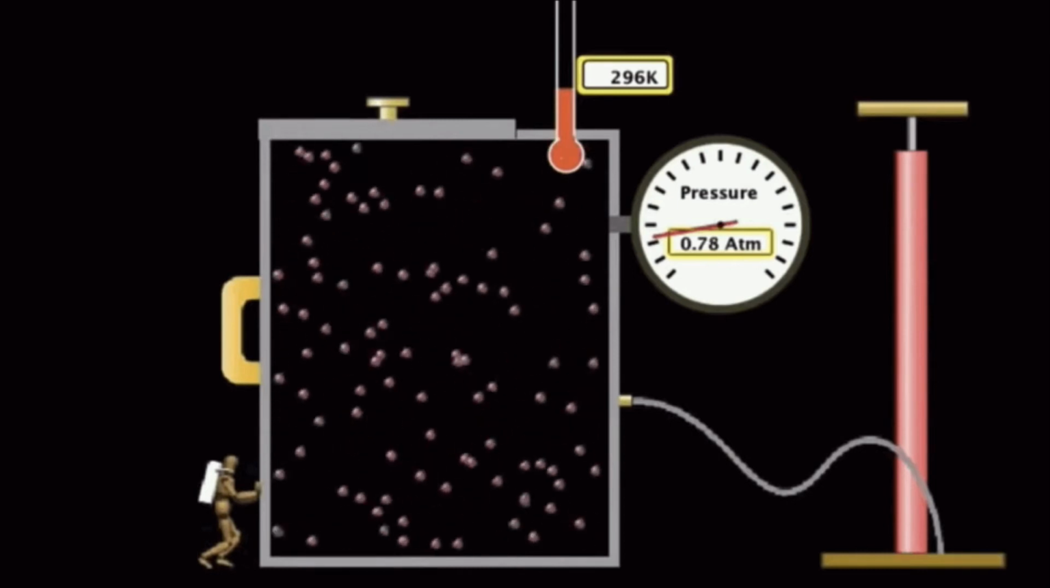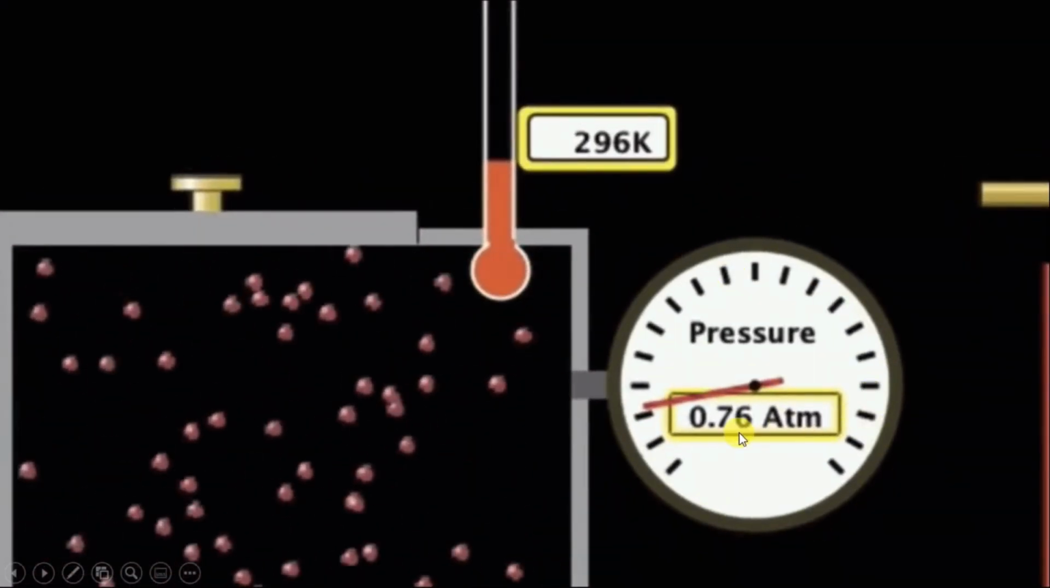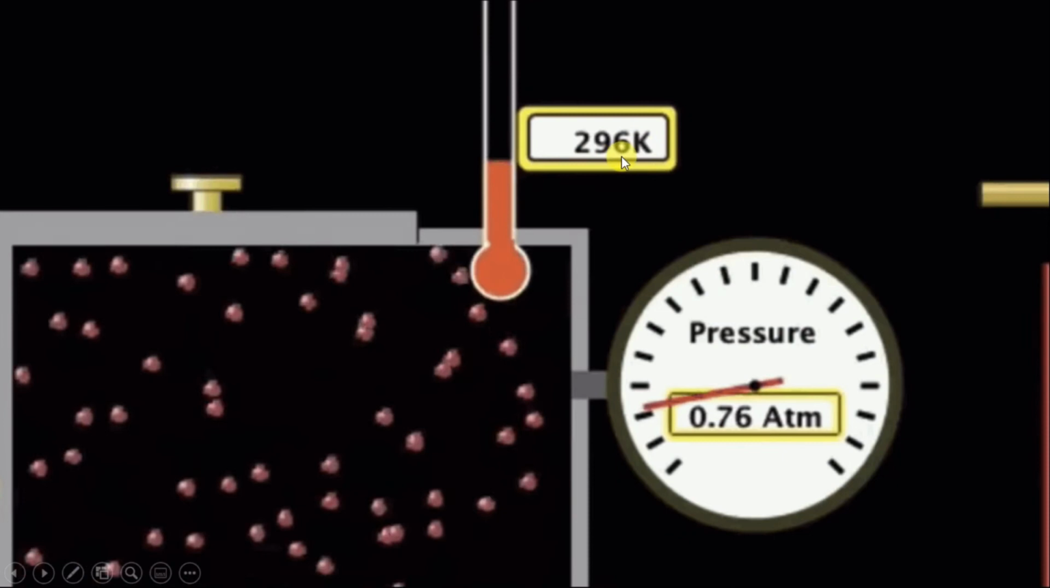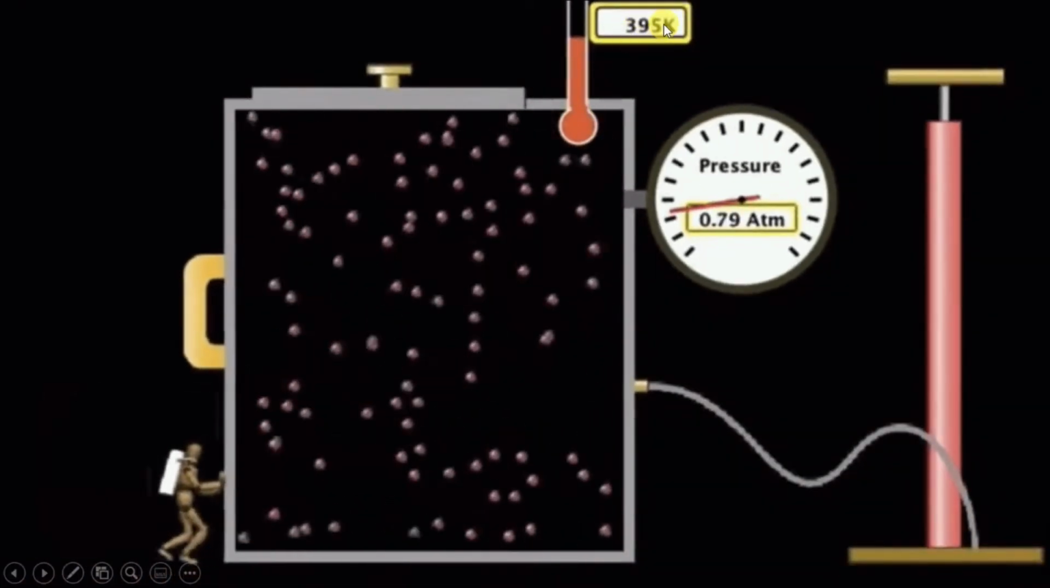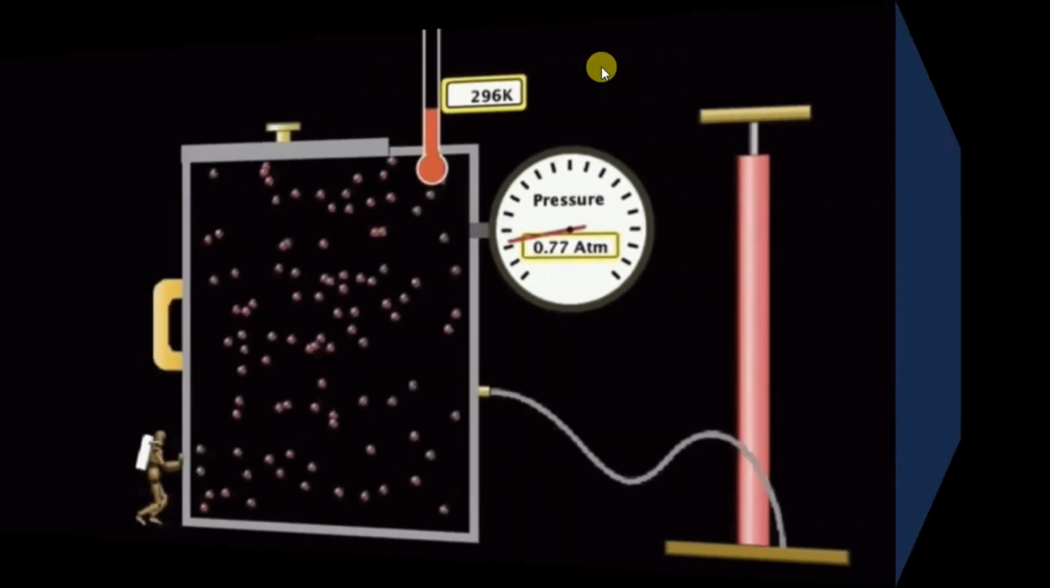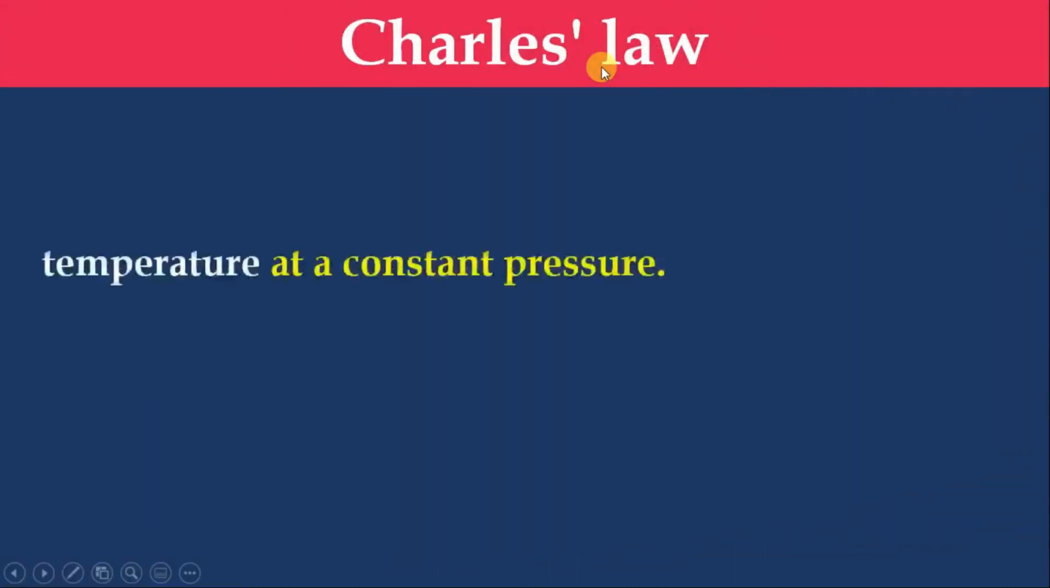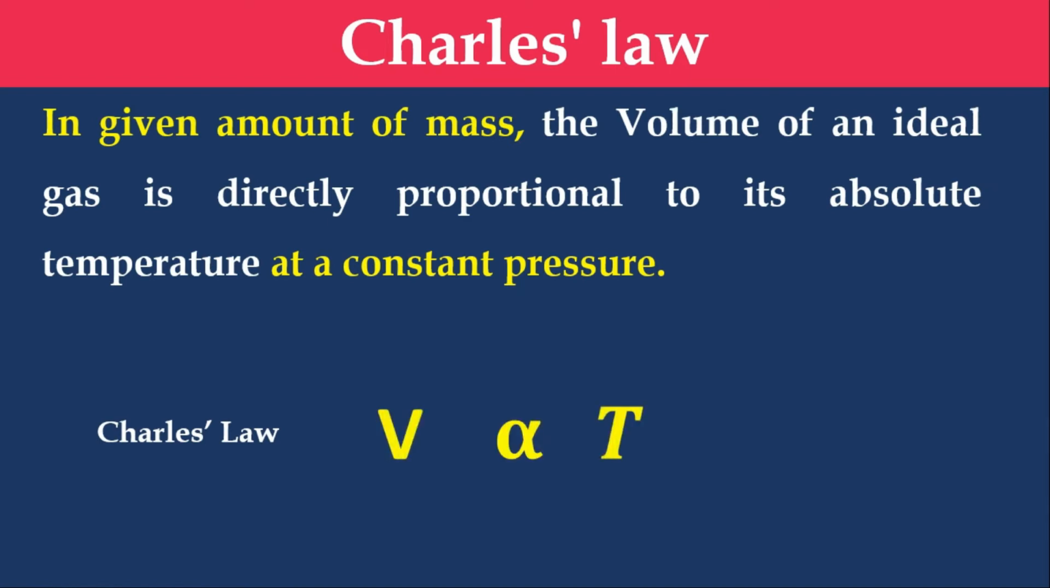Here I have mentioned one indication. You can see here pressure 0.76, temperature 296. Once you heat the gas, the volume increases, and the temperature also increases. So Charles' law says the volume is directly proportional to its temperature.